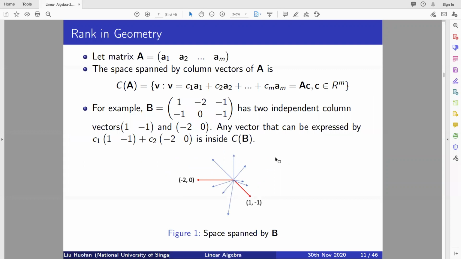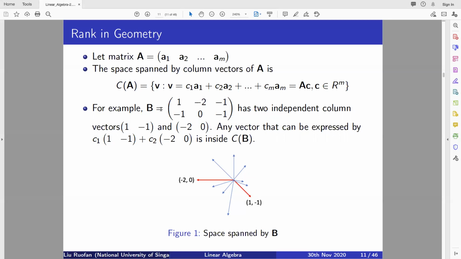Let's see what rank means in geometry. If we let matrix A be in its column vector form, then the space spanned by the column vectors of A is defined as c1a1 plus c2a2 plus up to cnan, where the c are all possible numbers in real number space.